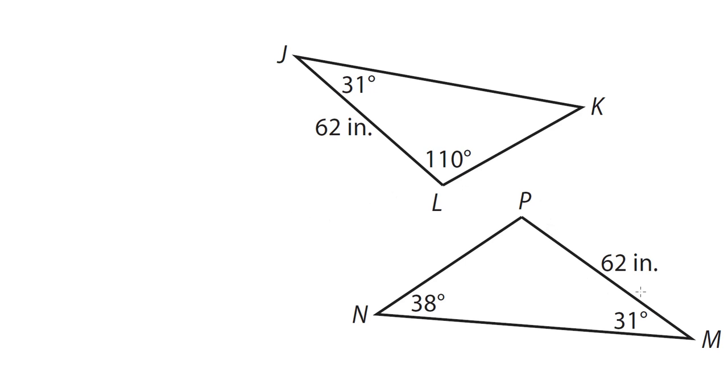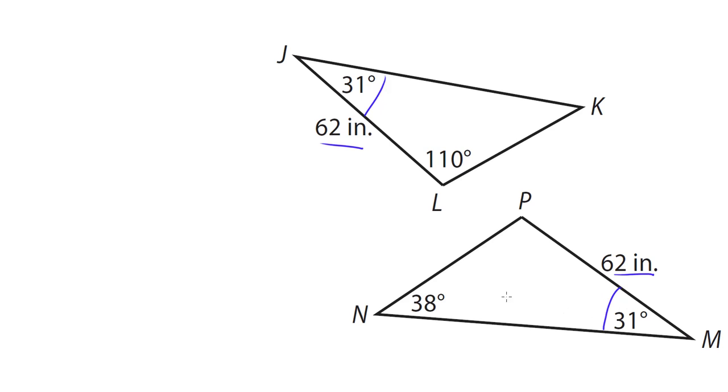So if I look here, I see that angle M is congruent to angle J. They both measure 31 degrees. And I see that side MP is congruent to side JL because they both measure 62 inches. So that means that in order to use angle side angle to prove that these two triangles are congruent, I need angle P to equal 110 degrees.